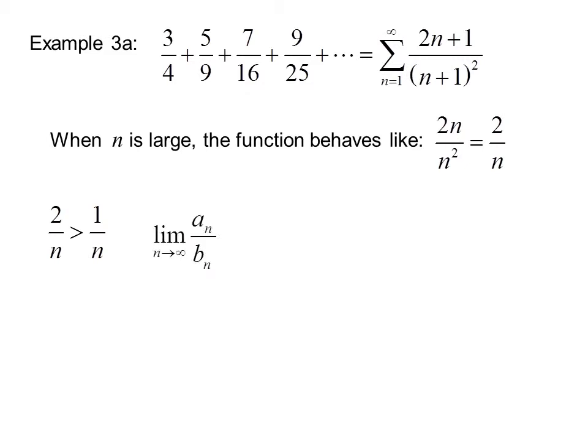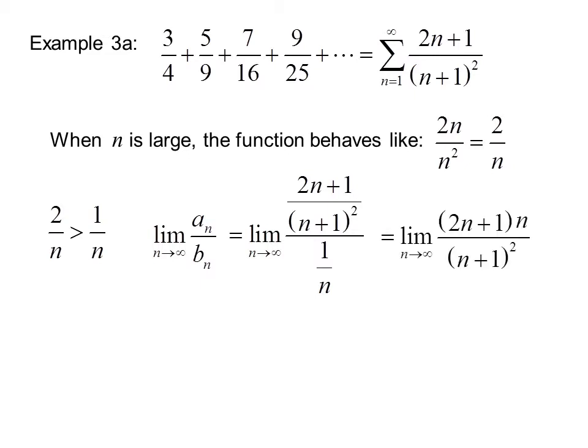If we take the limit as n goes to infinity of a sub n over b sub n, equals the limit as n goes to infinity of our original series, 2n plus 1 over n plus 1 squared, over 1 over n, we get the limit as n goes to infinity of 2n plus 1 times n over n plus 1 squared, which is the limit as n goes to infinity of 2n squared plus n over n squared plus 2n plus 1, which equals 2.